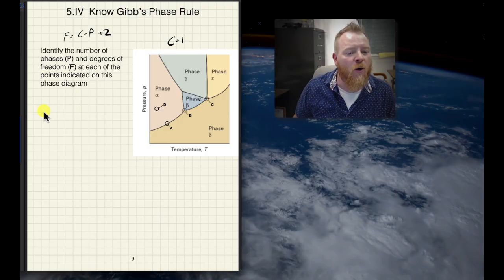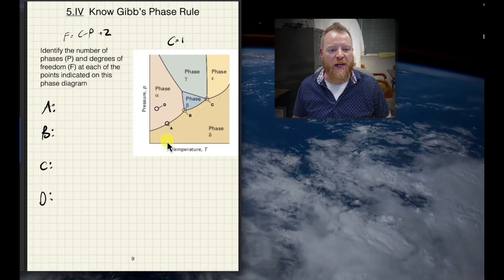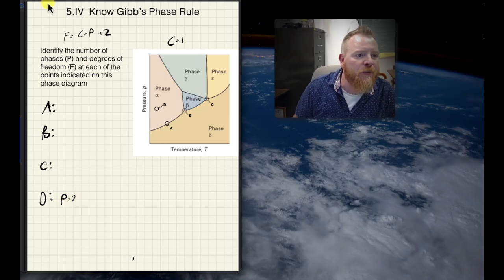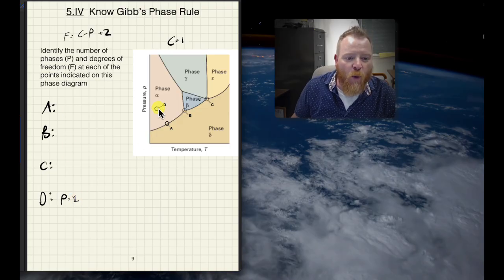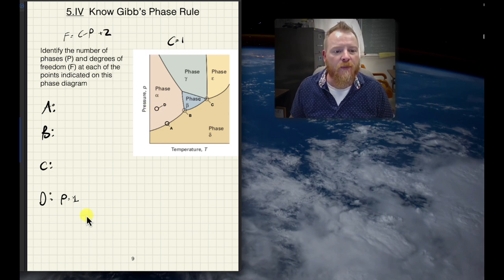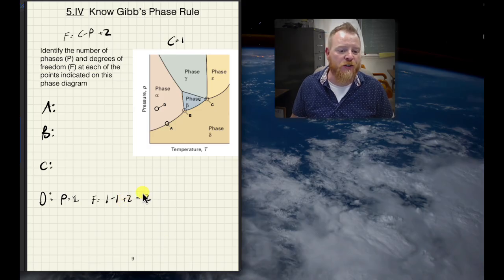Okay, so let's first work through point D. I probably should have put the letters in a different order, but that's okay. If I look at point D right now, that's going to describe one phase, right? That point is square in the middle of phase alpha, so it's only describing one phase. And we know that there's only one component, so F equals 1 minus 1 plus 2, which equals 2.